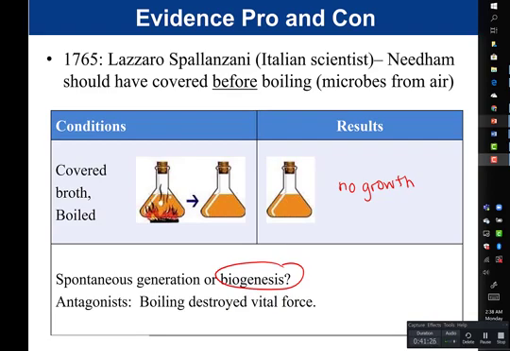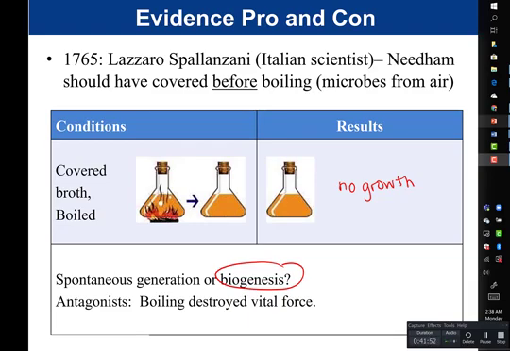But antagonists were still not convinced that it was biogenesis. They said, well, that boiling that you did destroyed the vital force. So that's why you didn't get any growth. You didn't get any growth because you destroyed the vital force. We know that's not true, but that was what was believed at the time.